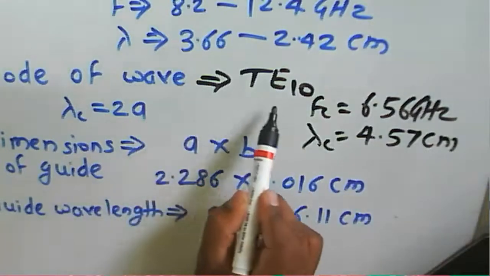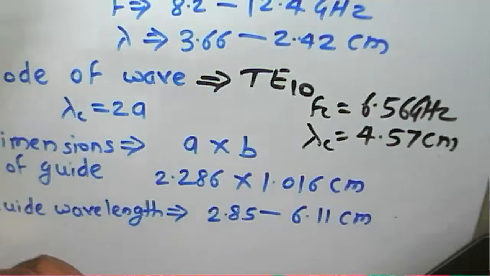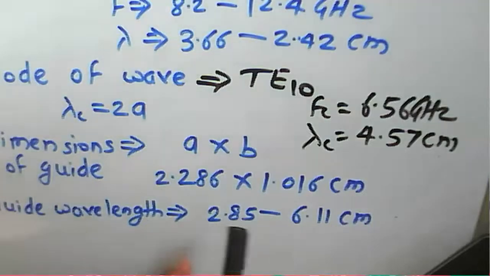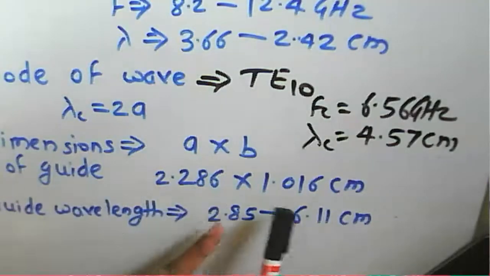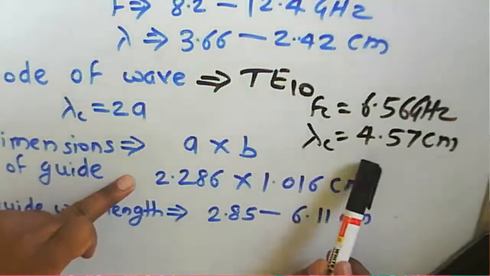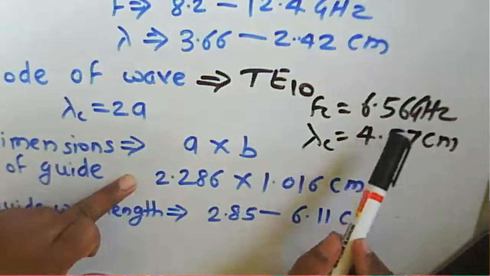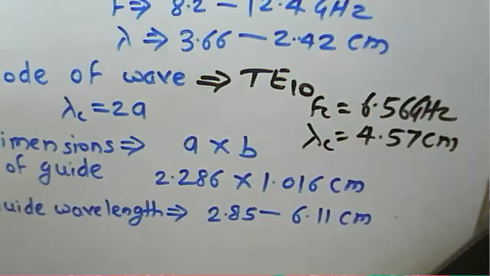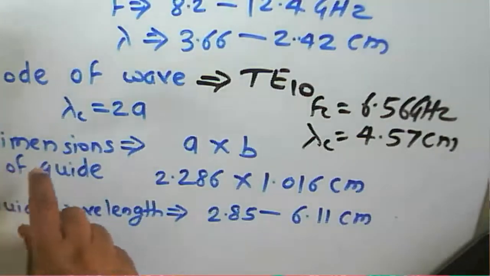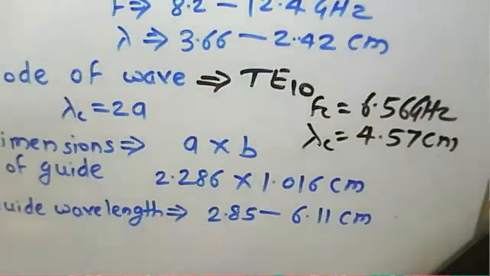Because we say that for the TE10 mode lambda c is equal to twice of A. So what will be the cutoff wavelength? For a given dimension of a guide, it has a cutoff wavelength of 4.57 centimeter as well as a cutoff frequency of 6.56 gigahertz. That is for the given rectangular waveguide. For which rectangular waveguide? The dimensions are 2.286.